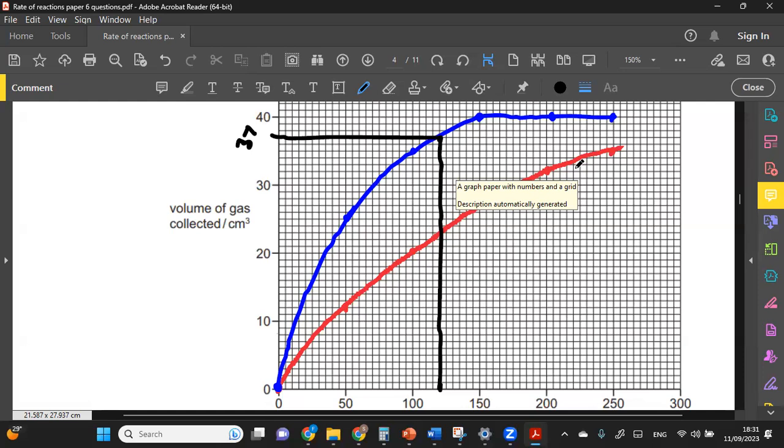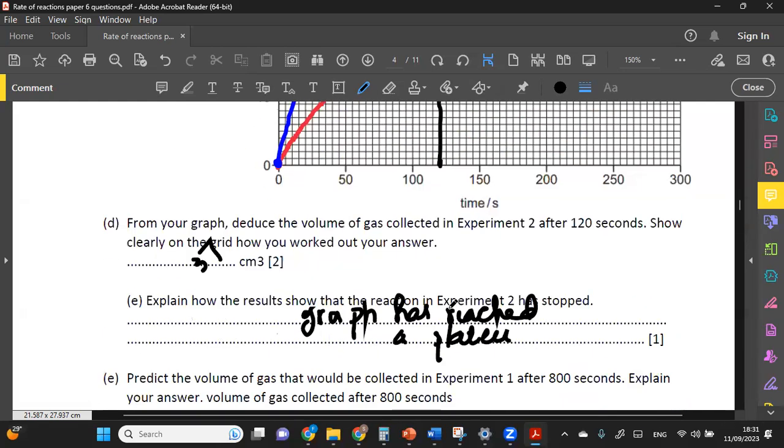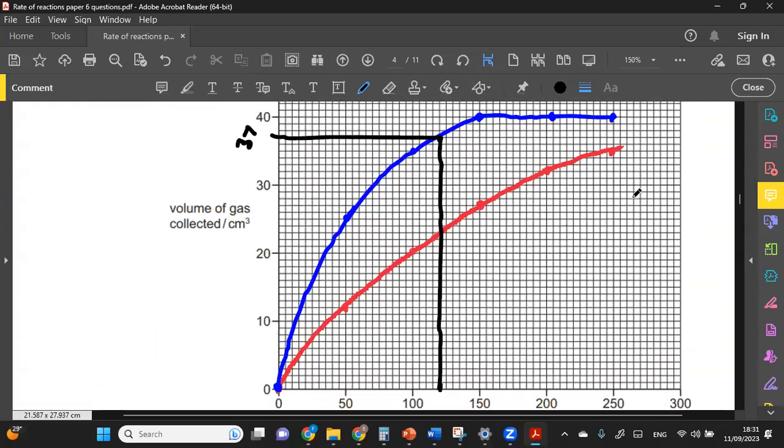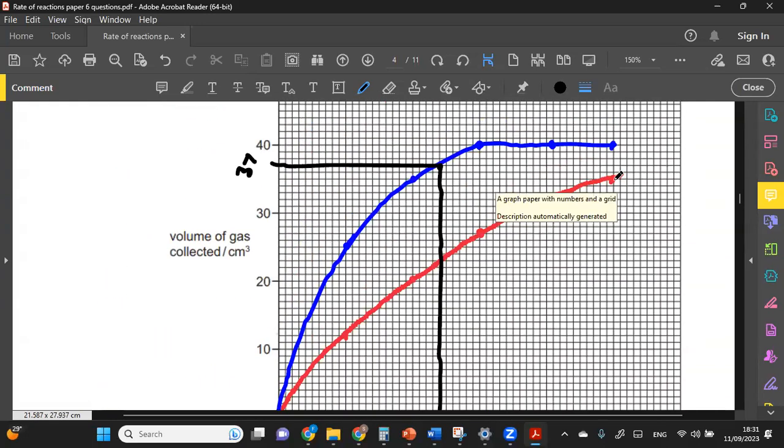It's okay, take your time. Both of you take your time. Think about it. This is something you need to think about a bit. Again, they're saying predict. Predict means you don't have to worry about calculations and stuff like that, right? Predict the volume of gas that would be collected in experiment number 1 after 800 seconds. So after 250 seconds, I have around 35. What is the maximum volume of gas that can be produced?